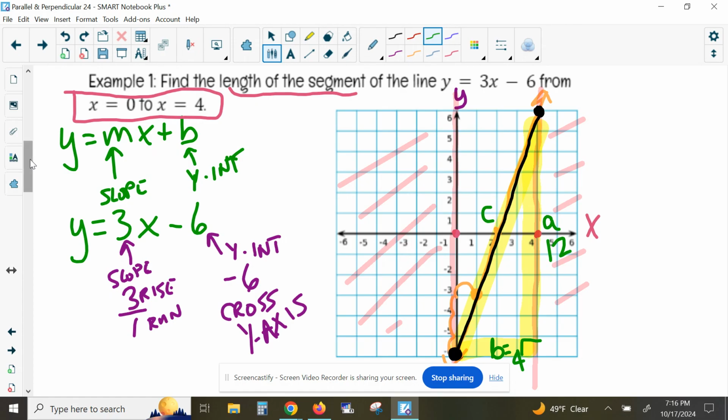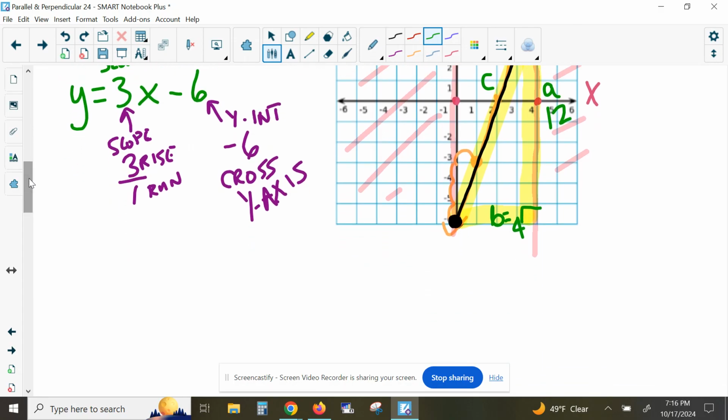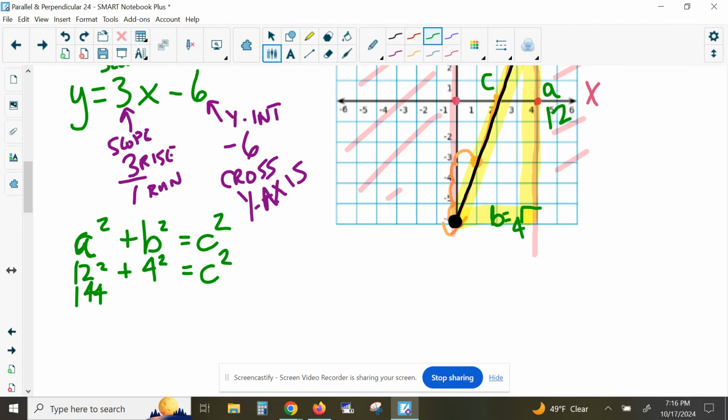So I'm going to go ahead and do the Pythagorean theorem, which we know is A squared plus B squared equals C squared. My A is 12, so that's 12 squared, plus my B is 4, that's 4 squared, equals C squared, which is missing. 12 to the second power, 12 times 12 is 144, plus 4 times 4 is 16, is equal to C squared. These are like terms, combine those, and I get 160 equals C squared.